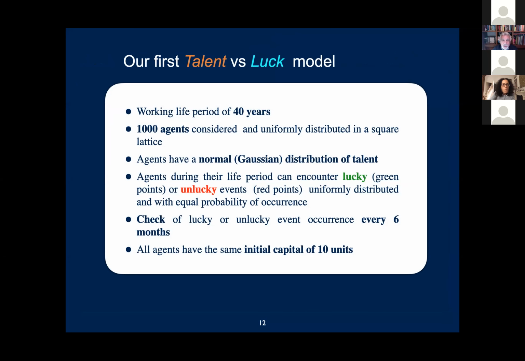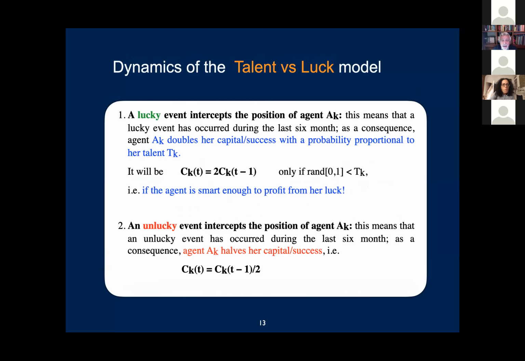We imagine to have 1,000 agents that work for 40 years. They have a normal distribution of talent, which includes intelligence, hard work, and many qualities that one could have. And they encounter lucky and unlucky events during their career. We check every 6 months, and we give them 10 units of capital, and this capital can be increased or decreased according to whether they have lucky or unlucky events. If they encounter lucky events, they double their initial capital with a probability proportional to the talent of that agent. So they profit from that good opportunity, but they can also have bad accidents, so they can encounter unlucky events, and in this case they halve the capital.